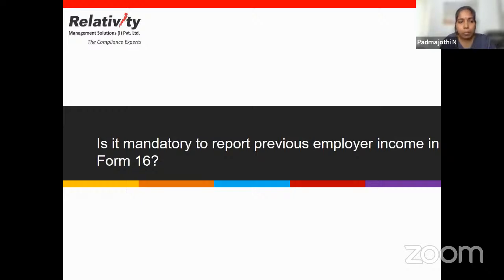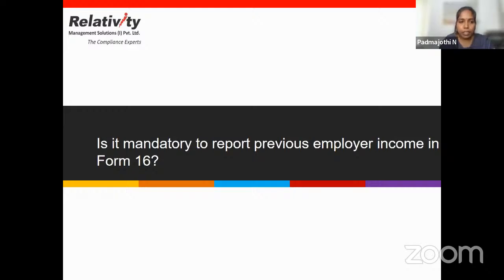The employer has to consider the previous employer income if the employee submits the same to the employer, and it has to be reported in Form 16 also. That is what the act says. If the employee doesn't report the same, we don't know what income he earned in the previous organization, or whether he worked or not. So whatever details the employee provides, you have to consider for the tax computation, and the same has to be reported in Form 16.